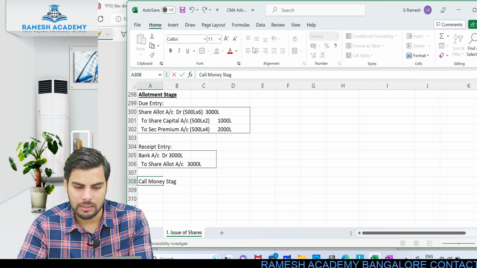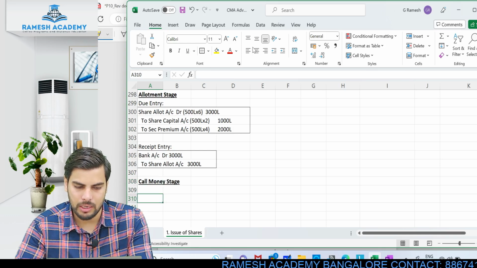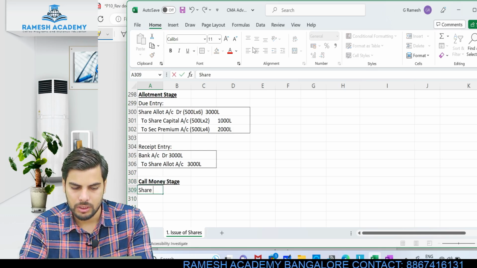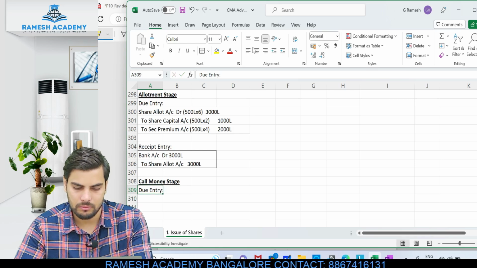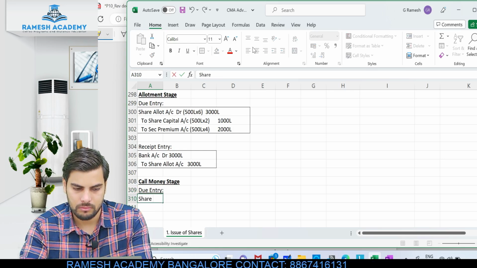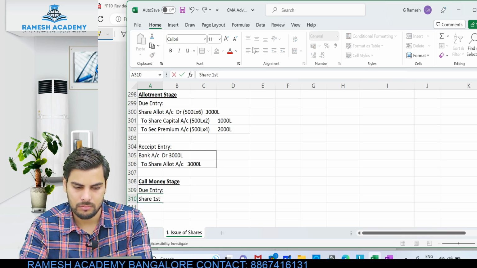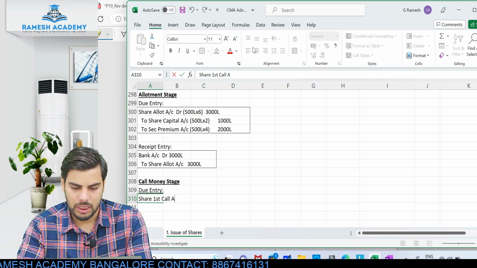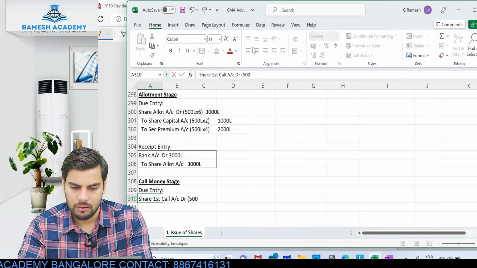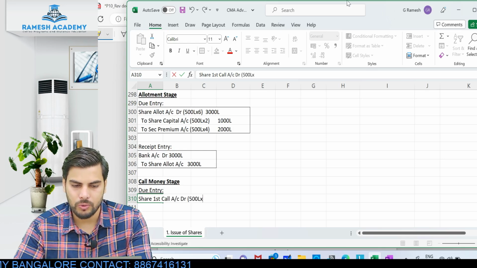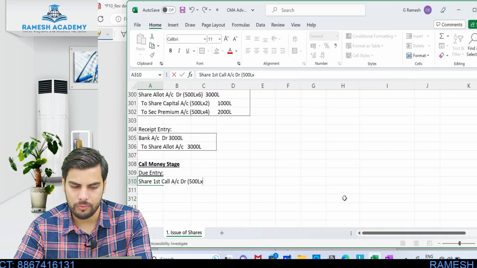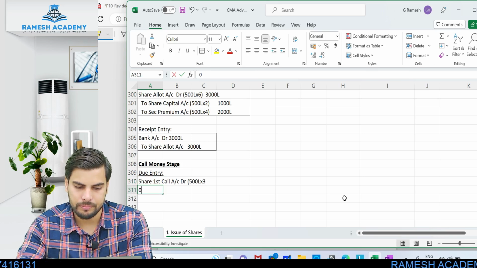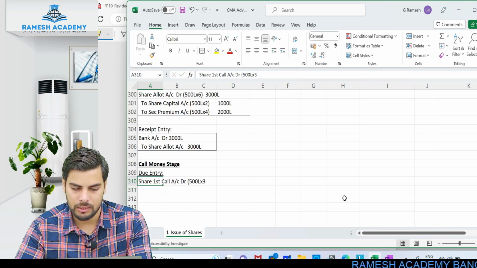Call money stage, again simple thing, we just need to pass the due entry and the receipt entry. So what would be the due entry? Share first call account debit, 500 lakh shares into, what is the amount which is due at first call? I think first call it is 3 rupees. Look at this, 3 rupees is the amount which is due at first call, and second and final call it would be 4. So 500 lakh into 3, this would be 1500 lakhs.